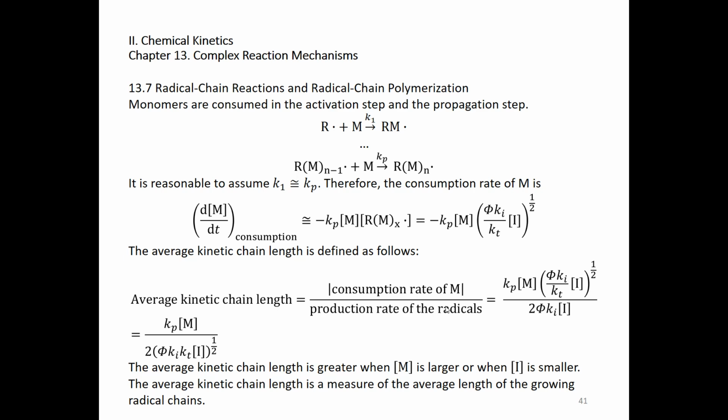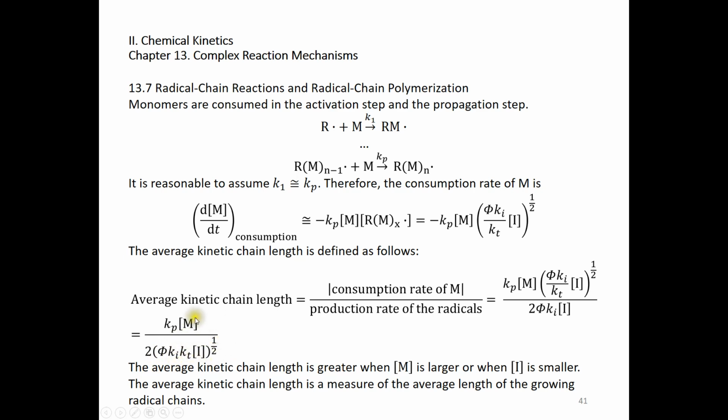And why do we even care about this average kinetic chain length? Because this is an instantaneous property. So at a given time, you have this average kinetic chain length, and at a different time, you have a different average kinetic chain length. Although it changes with time, overall it gives us a rough understanding of the final average chain length of the polymers. So that's very useful. And we can determine the average kinetic chain length with all those rate constants, the concentration of the monomers, the concentration of the initiator, and also this efficiency phi here. Phi is less than 1.